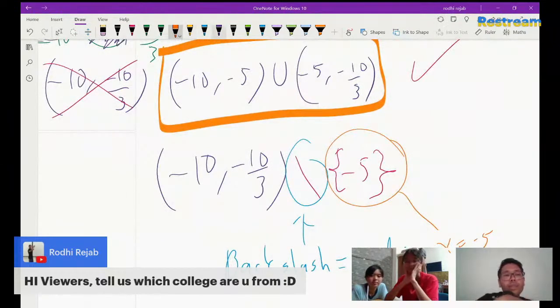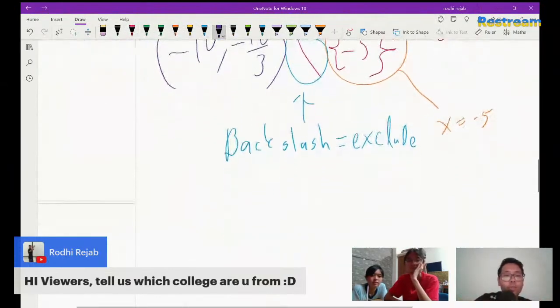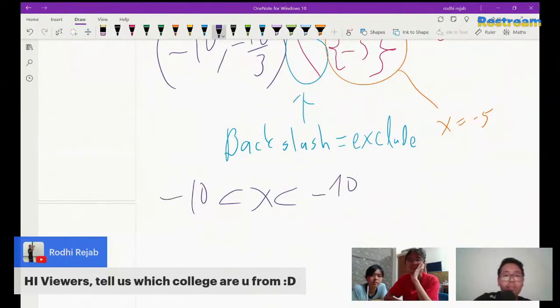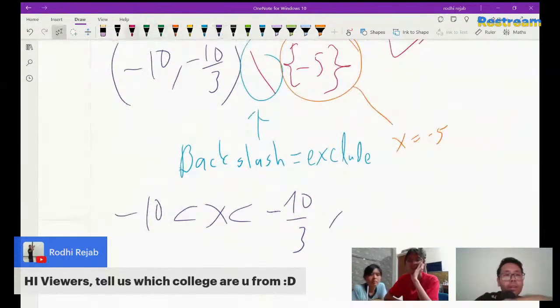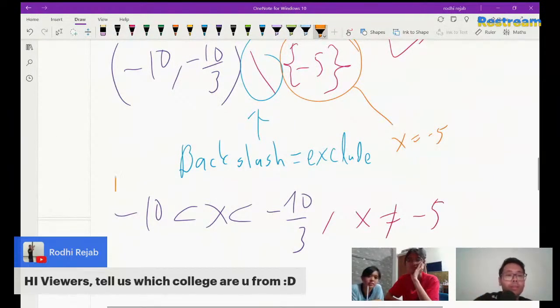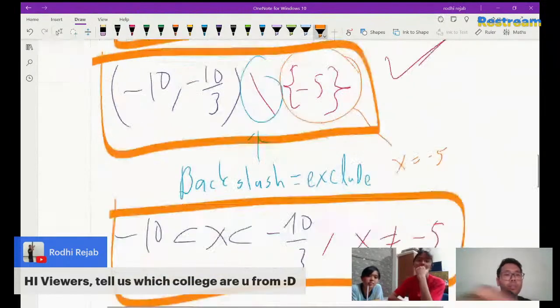Another alternative answer that I can give you, if it asks in a different way, you can write down your answer in this way. x is from negative 10 to negative 10 over 3, comma, where x not equals to negative 5. Okay, so I've given you all the multiple ways of solving this question.